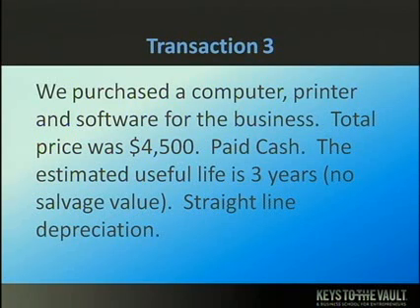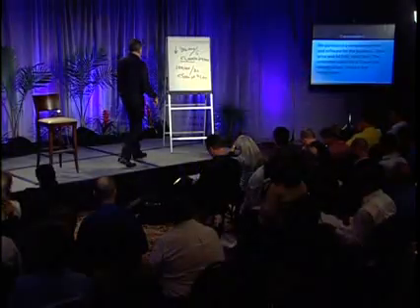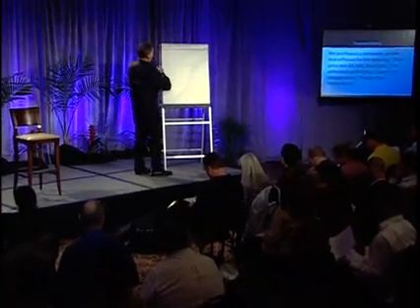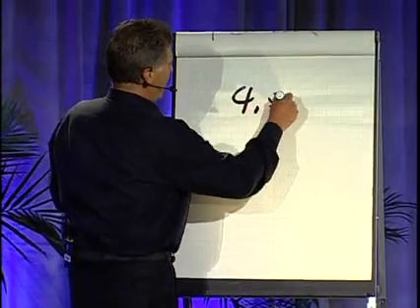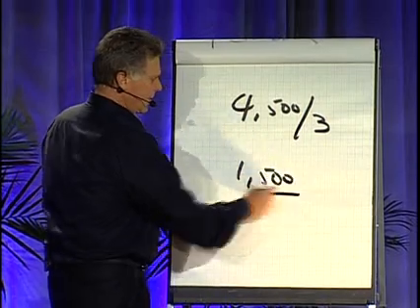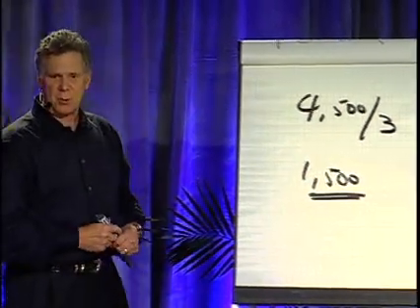The straight line depreciation, that just means we're going to take however much we spent and divide it by the number of years it's going to last. That's it. That's all that means. So, how much did we spend? $4,500. It's going to last how long? 3 years. Well, it seems to me that if we bought something that cost us $4,500, and it's going to last 3 years, that my depreciation is going to be $1,500 a year. Is that what you're thinking?